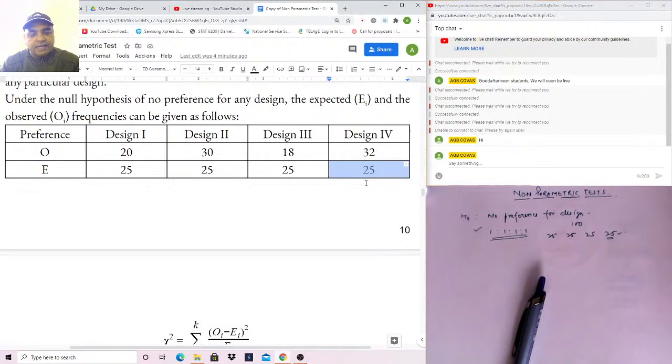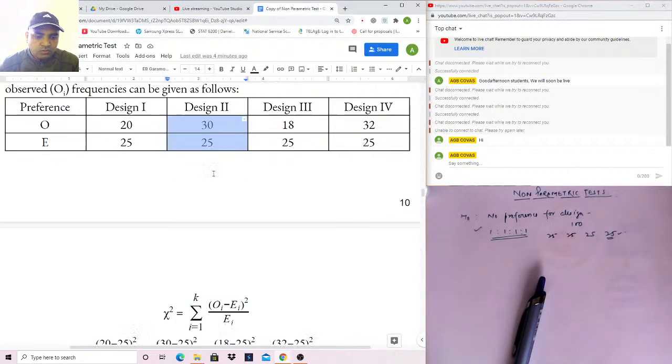Now we will find the chi-square test for goodness of fit, that is, whether these observed and expected frequencies fit with each other. If they fit, then we will say that there is no difference in these values. If they do not fit, that is, the chi-square value calculated comes greater than the critical value, then we will say that there is a significant difference among the choice or the preference of the customer.